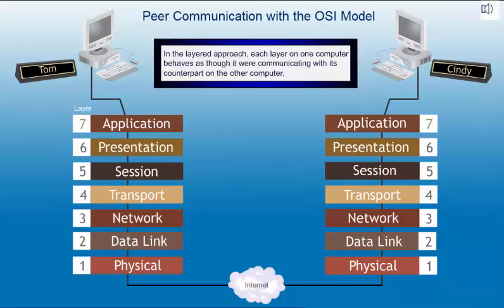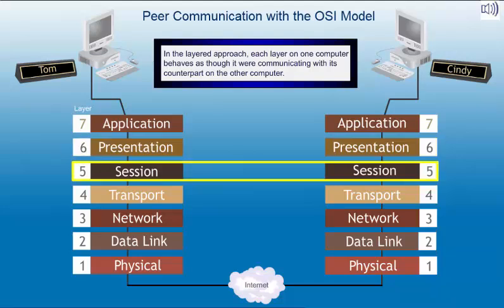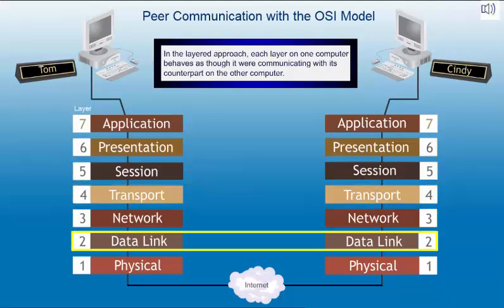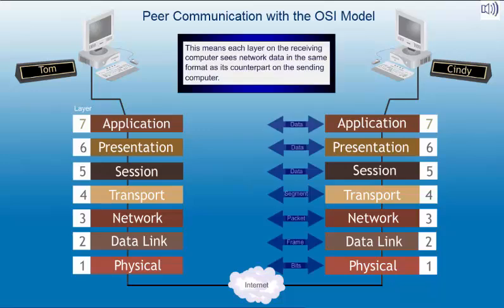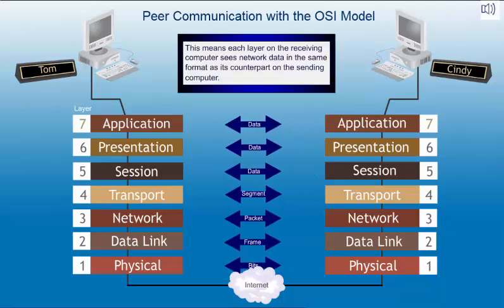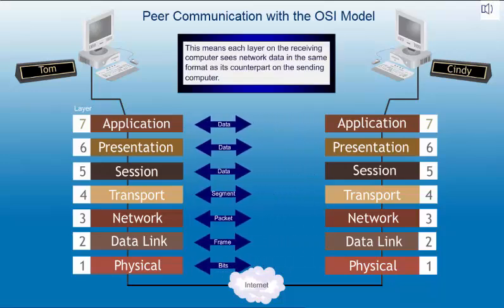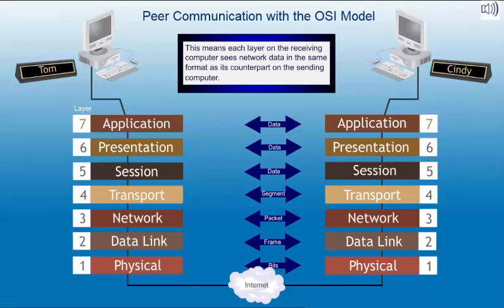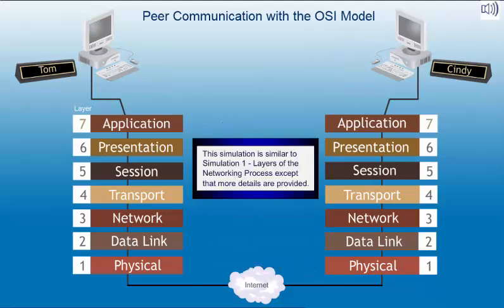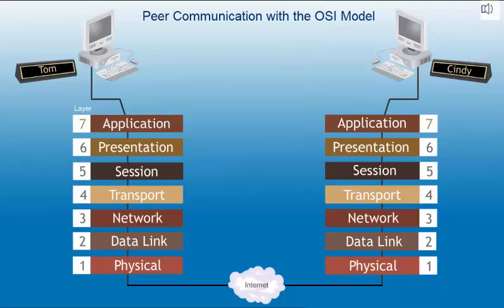In the layered approach, each layer on one computer behaves as though it were communicating with its counterpart on the other computer. This means each layer on the receiving computer sees the network data in the same format as its counterpart on the sending computer. This simulation is similar to Simulation 1, layers of the networking process, except that more details are provided.